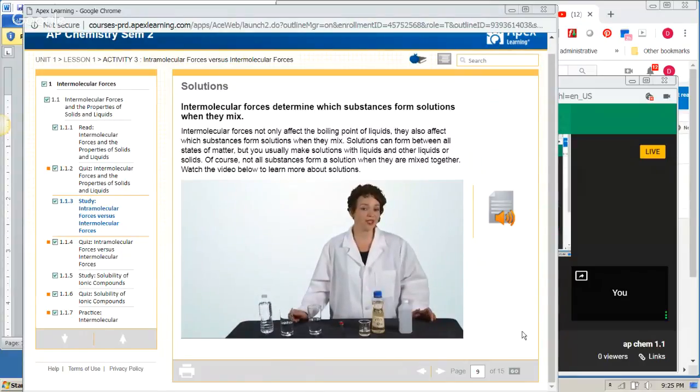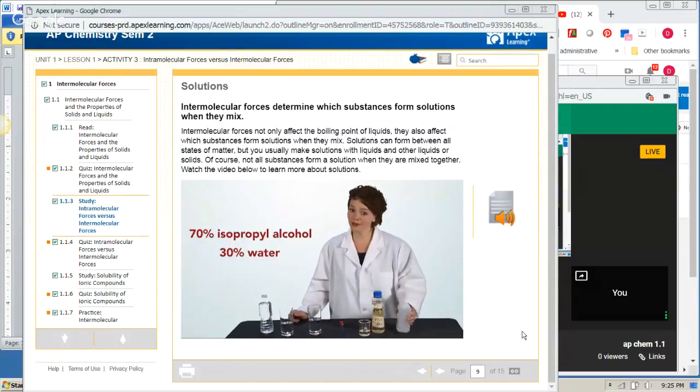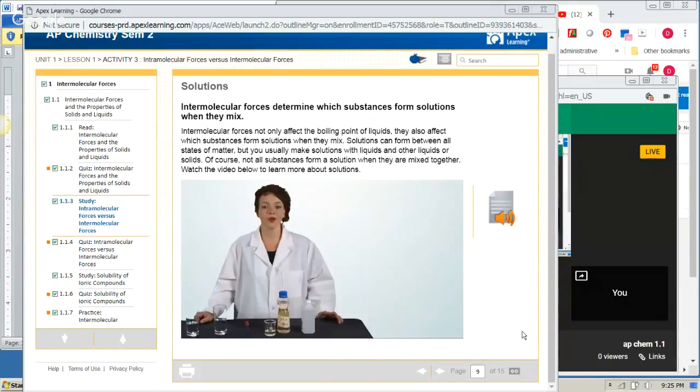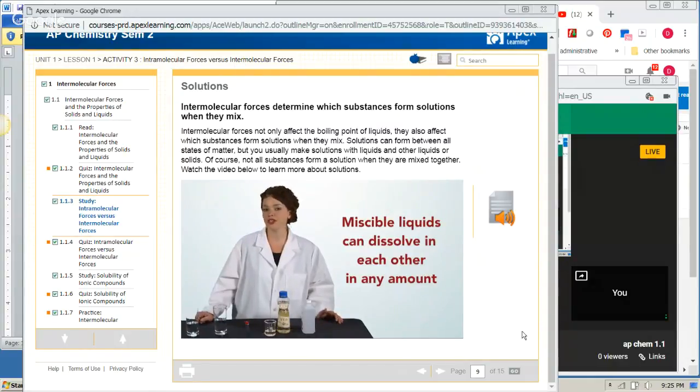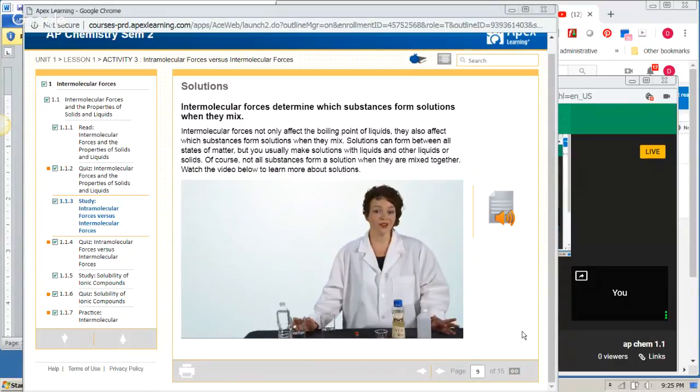First, you might be thinking that rubbing alcohol is not pure isopropyl alcohol, and you're right. It says so right here on the bottle. Isopropyl alcohol, 70%. That means rubbing alcohol is a solution of 70% isopropyl alcohol and 30% water. Water and alcohol are miscible liquids. Miscible means that two liquids can dissolve in each other in any amounts. Water and alcohol mix so well because both types of molecules can form hydrogen bonds.